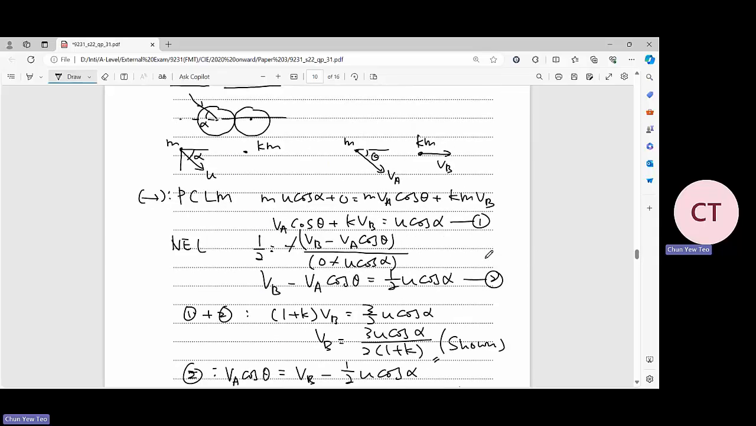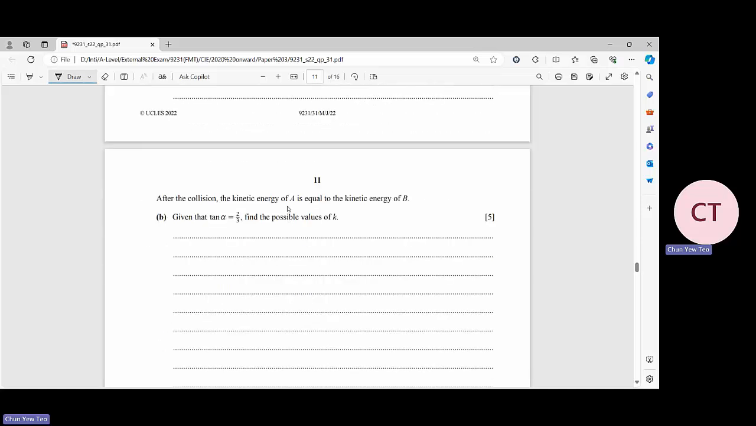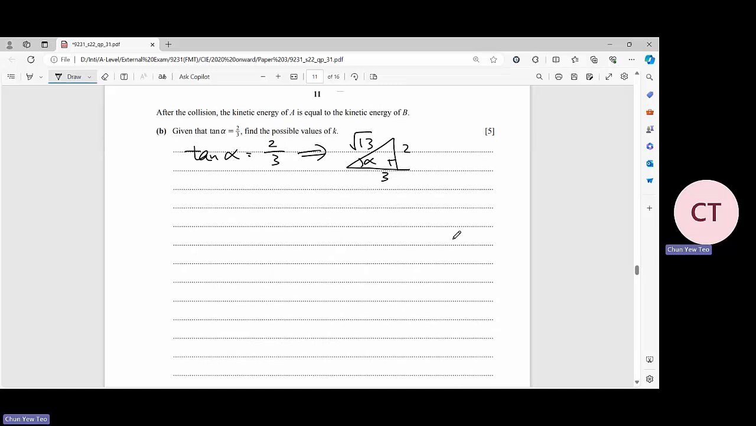Now we are moving on to part B. They say that the final KE of A is equal to the KE of B after the collision, and with tan alpha equal to 2 over 3, they want to find the possible values of k. So what we can do here is that your tan alpha is 2 over 3. We build the small triangle, 2 over 3, and you get the hypotenuse as root 13.